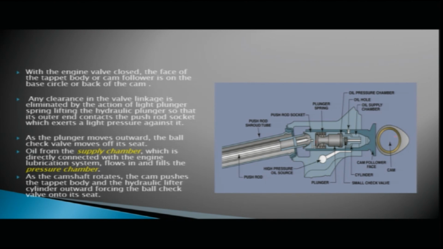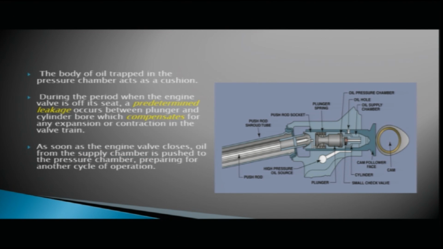So, as the camshaft rotates, the cam will push the tappet body and the hydraulic lifter cylinder outward. This forces the ball check valve to move to its seat. Now, once the ball check valve has moved to its seat, the body of oil which is trapped in the pressure chamber acts as a cushion.